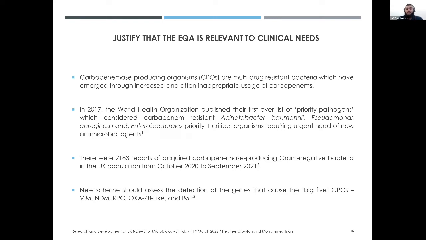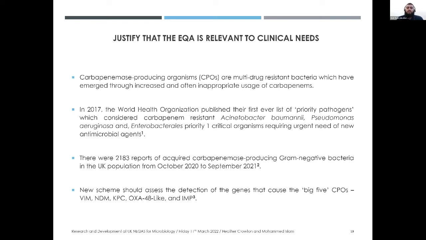In 2017, the World Health Organization published the first ever list of priority pathogens, which considered carbapenem-resistant Acinetobacter baumannii, Pseudomonas aeruginosa, and Enterobacterales priority 1 critical organisms for urgent need of new antimicrobial agents. Due to their ability to readily spread and colonize patients in healthcare environments, preventing the transmission of these organisms is a major public health initiative.